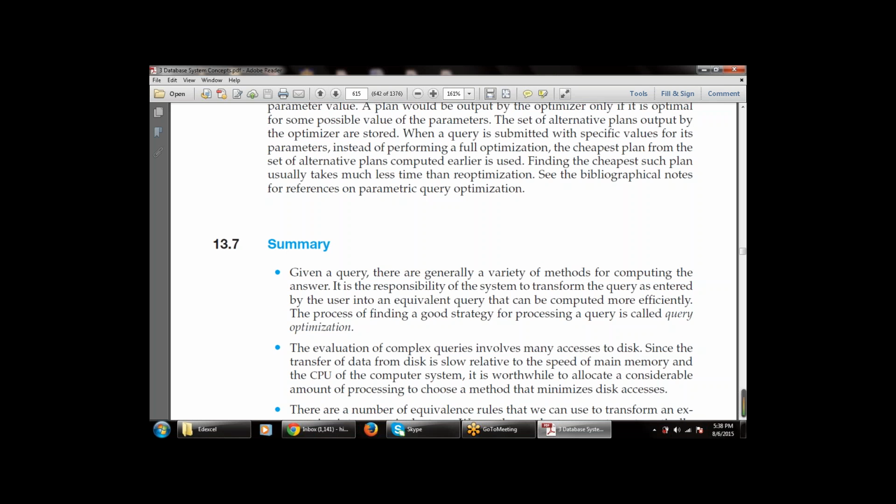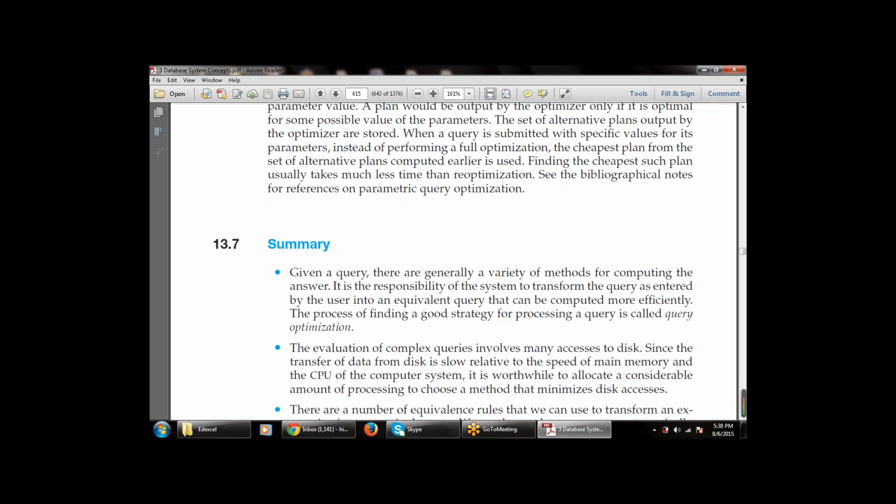Now next is the summary of the chapter, that is, what we have covered in chapter 13. Given a query, there are generally a variety of methods for computing the answer. So whenever a query is given, there are multiple methods that can be used to process the query.